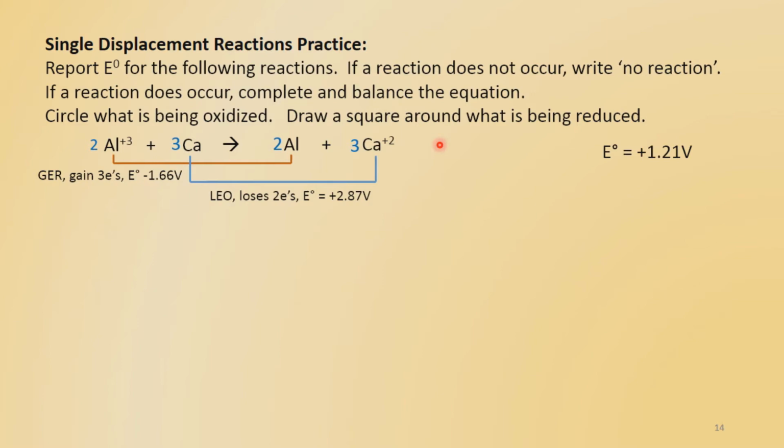We're also asked to draw a circle around the species being oxidized. What's losing electrons? Well, it's the metal. The metal is always the species being oxidized. Draw a square around what's being reduced. Well, the cation is going to be reduced.